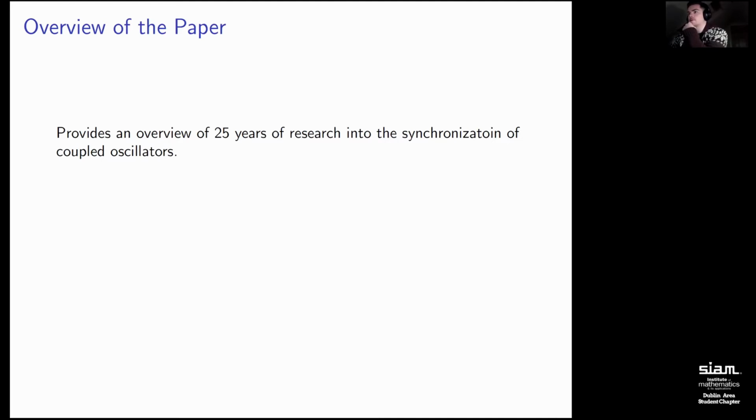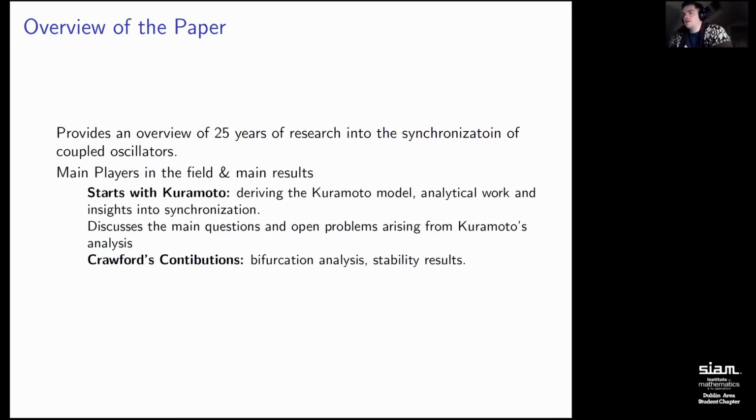At least, it gives an overview of, at the time of publishing in 2000, 25 years of research into the synchronization of coupled oscillators. It goes through the main players in the field and the main results. It starts with Kuramoto himself, who was a Japanese physicist, and we have him to thank for the canonical model for coupled oscillators. The Kuramoto model is probably the most famous model.